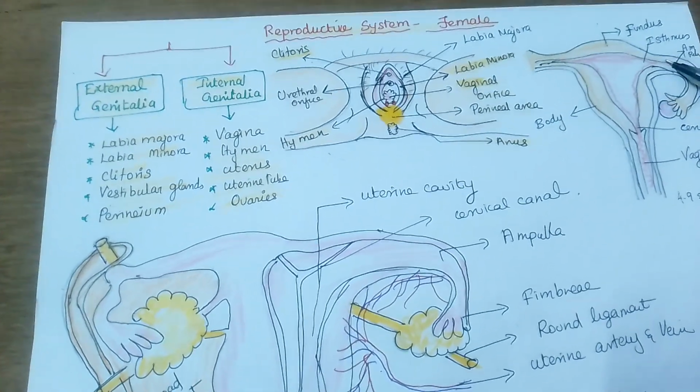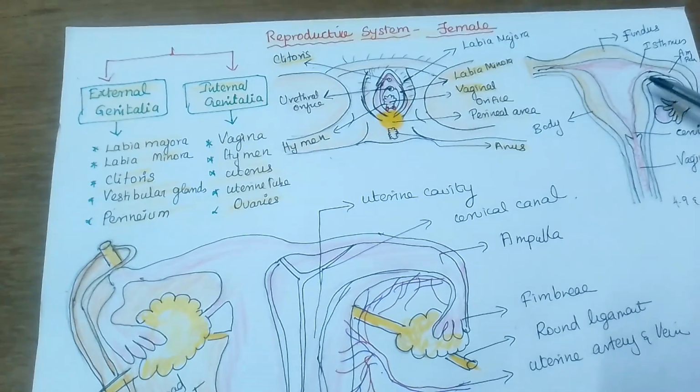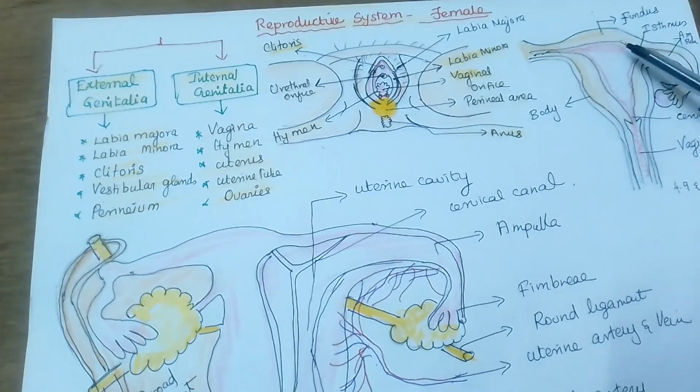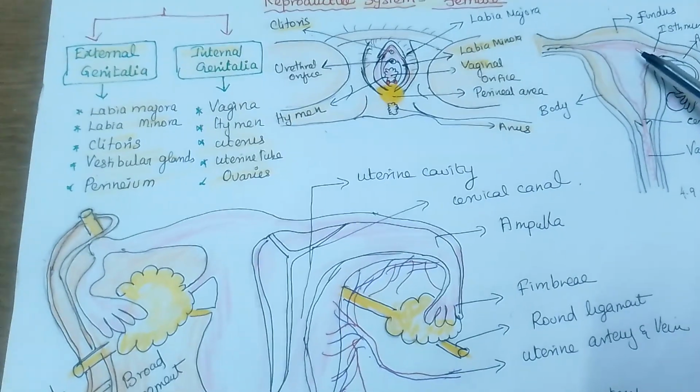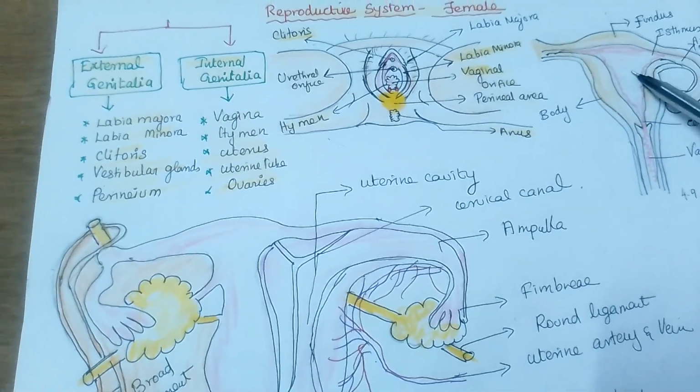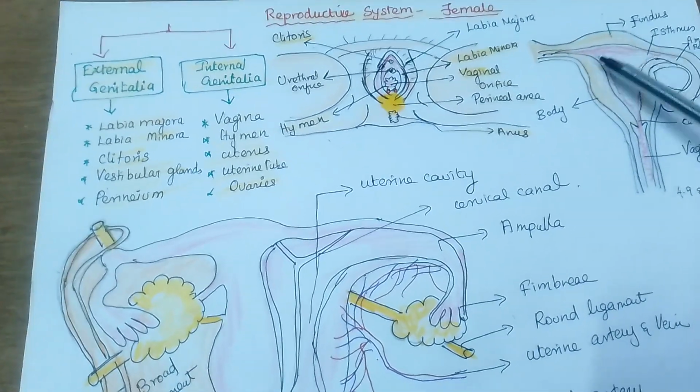Ovulation takes place, and fertilization takes place. It's embedding here, the placenta is forming, supplying the nutrients and other materials to this one. Okay, this is about the uterus.